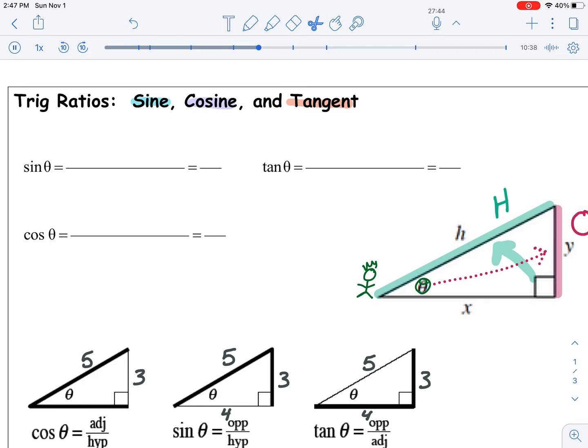And then that leaves my remaining leg, which is the leg adjacent to or next to the angle that we've marked, which has been labeled X, or also A for adjacent. Now there's 3 different ratios that I can easily calculate here. And you'll learn about more next year in Math 3, but for now we want to stick to just sine, cosine, and tangent.